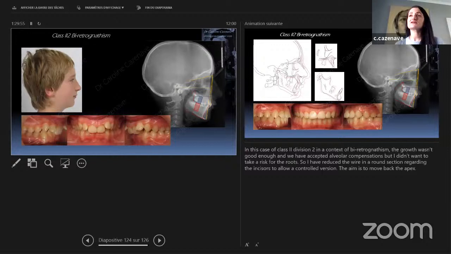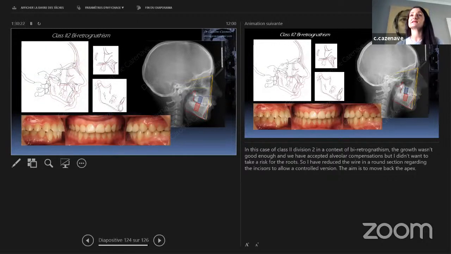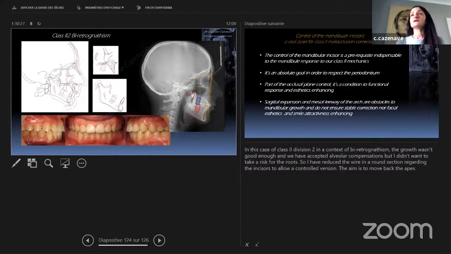In this case of class 2 division 2, in a context of bi-retrusion, the growth wasn't good enough, and we have accepted alveolar compensation. But I didn't want to take a risk for the roots. So I have reduced the wire to a round section regarding the incisors to allow a controlled version. The aim is to move back the apex. You can see it now on the last X-rays and the superimpositions.